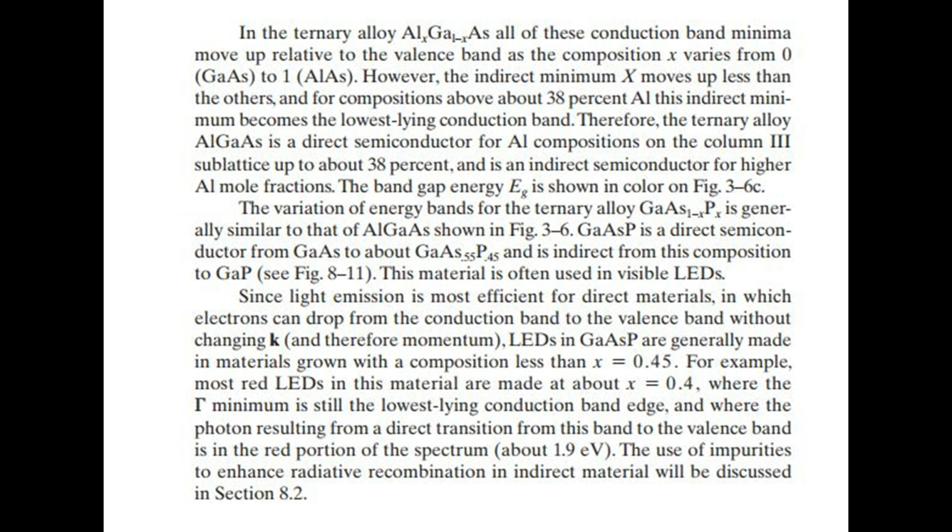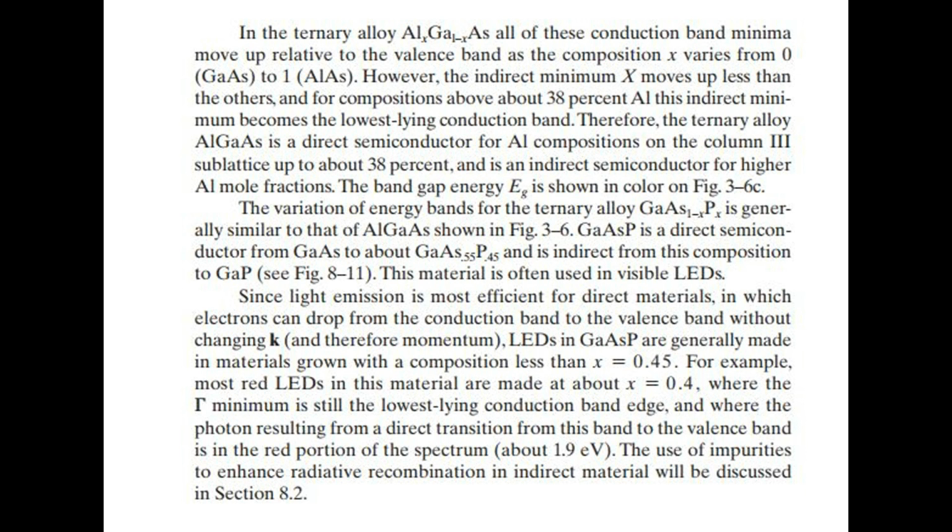Since light emission is most efficient for direct materials, in which electrons can drop from the conduction band to the valence band without changing K, and therefore momentum, light-emitting diodes in gallium arsenide phosphide are generally made in materials grown with a composition less than x equals 0.45.